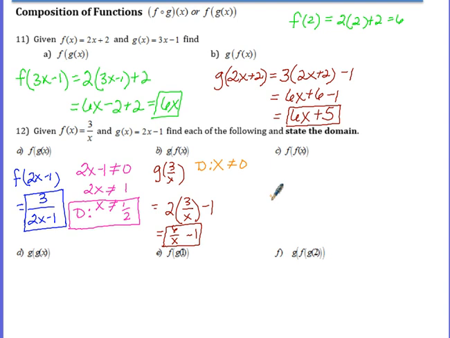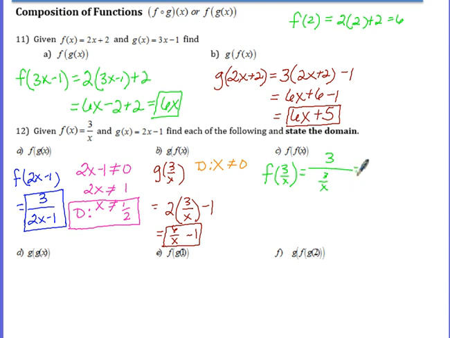Let's do f of g of x. Again, take it from the inside out. We're going to say f of, what's the g function? It is 3 over x. Okay? If 3 over x is our input, we must now put 3 over x into the input of f of x. So we say 3 over x.